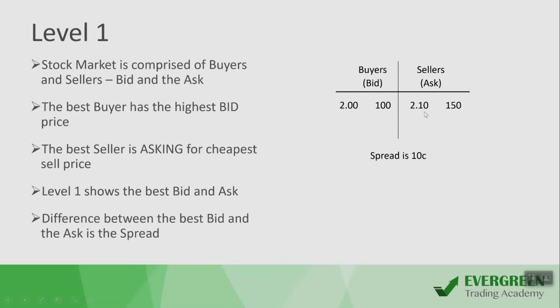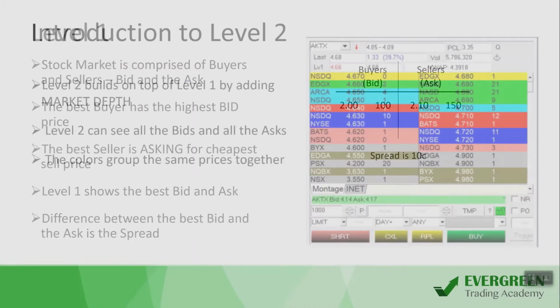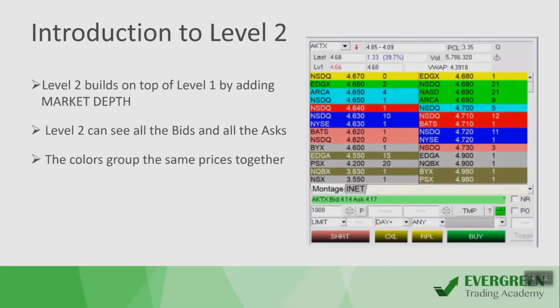So now that we understand what level 1 is, what is level 2? Level 2 builds on top of the knowledge that we were learning about level 1 by adding what we call market depth. What this means is, not only can you see the best bid, that is the buyer willing to buy the shares at the most expensive price, and the best ask, that is the seller willing to sell the shares at the cheapest price, you can see all the buyers and all the sellers.